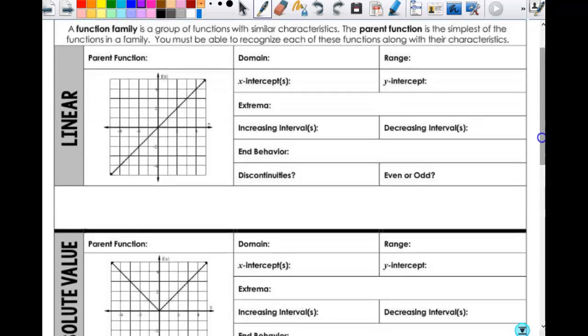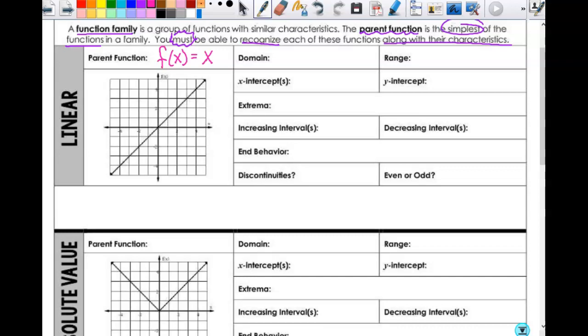So for the linear, well, first of all, it says a function family is a group of functions with similar characteristics. The parent function is the simplest of the functions in a family. You must be able to recognize each of these functions along with their characteristics. You have to, or you basically have no hope. I mean, that's just the way that it is. So for the linear, our parent function, meaning what is the equation for it? F of x equals what? X. Okay? F of x equals x. That's an Algebra 1 thing.